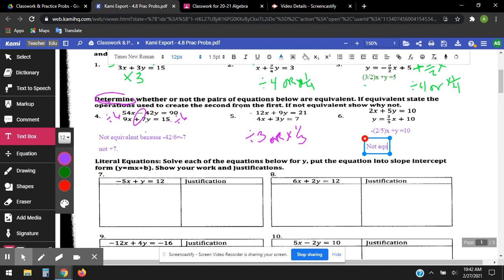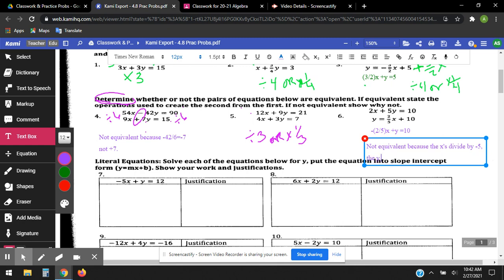This one is not equivalent because the y's are divided by 5 and the x's are divided by -5.